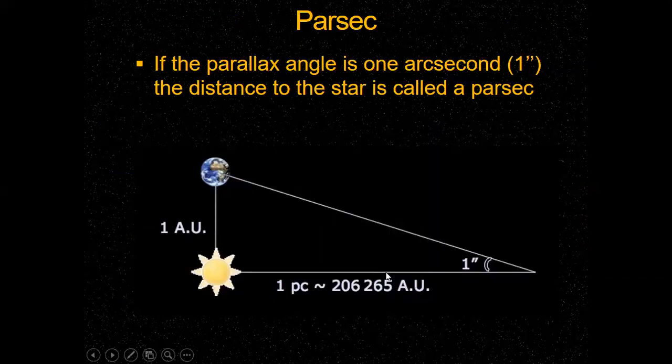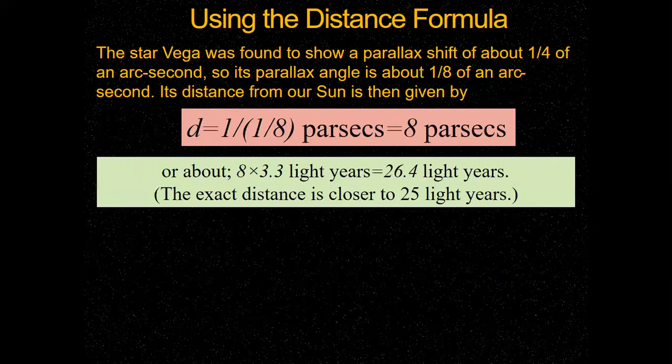So the parallax angle is 1 arc second, the distance to the star is called a parsec, and 1 parsec is 3.3 light years. If you have 8 parsecs as the distance to a star from the sun, then you can calculate the light years by multiplying these two numbers. So 8 times 3.3 light years, right? When you're doing this calculation for the last question in the lab manual, you will see you are getting a big number in light years.